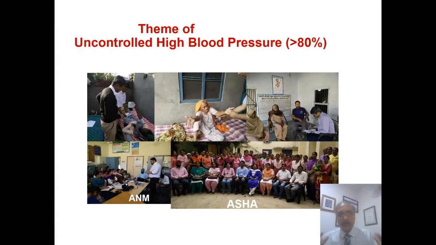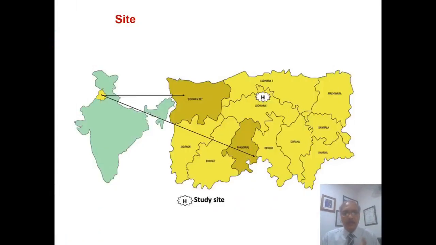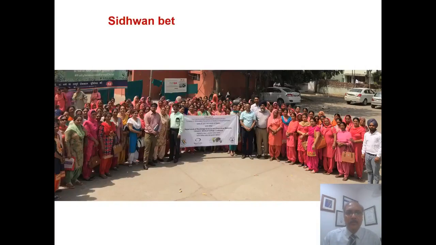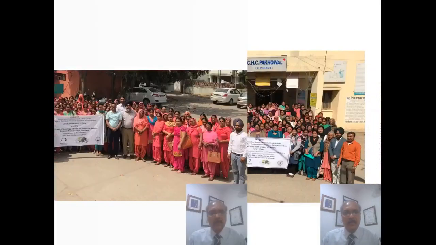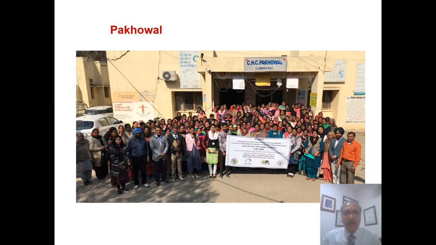The primary outcome was reduction in blood pressure. What we found in the rural population-based stroke registry is a high proportion of uncontrolled hypertension in our stroke patients in the villages. So these are two sites with a total population of 250,000, and these are the ASHAs which were trained in one of the primary health care centers and another community health care center. These are the ASHAs that were trained.